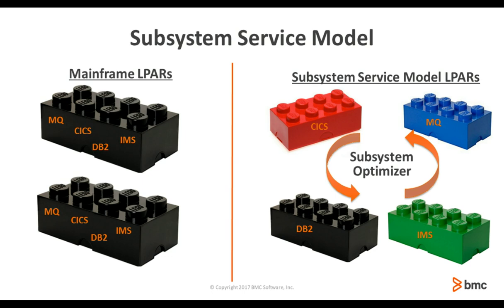On the right, we have the subsystem service model. Here we've isolated each subsystem onto a respective LPAR. Those LPARs can now be optimized for running their individual subsystem. So the subsystem cost simply becomes a function of what's running on that LPAR alone instead of across all the different LPARs. And the complexity of the LPAR was reduced to a single subsystem and z/OS, of course.